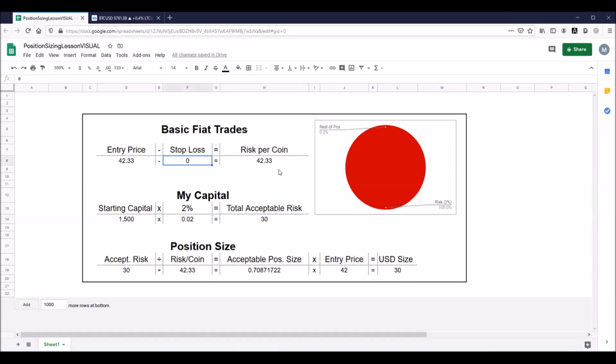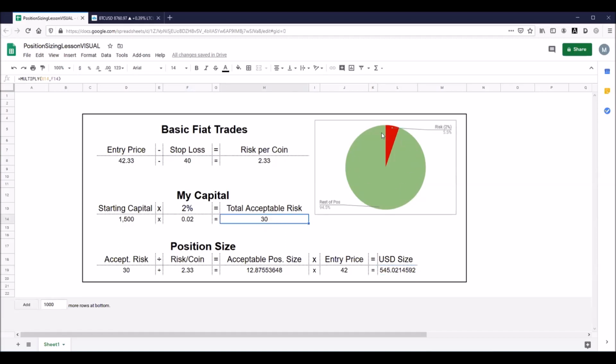Now, what I really want to illustrate, I'm going to back up here to this example where I put all of my position down. As you start to drop your stop loss, as you give your trade more room for the market to move against you, so I'm going to drop to $40. Look what happens visually. You can see with a pie chart. Look what happens to the amount that your 2% total becomes relative to your total position. As my position size goes down, this $30 is going to take up more of the pie relative to my total position, and it should.